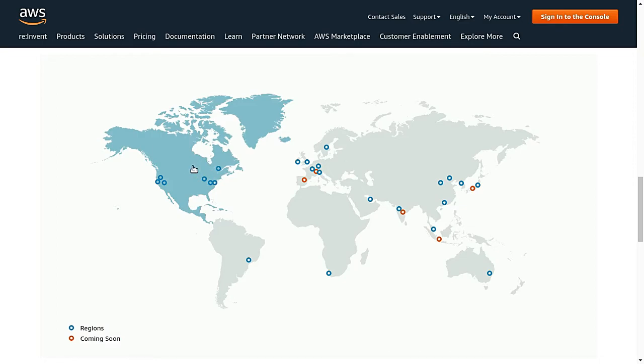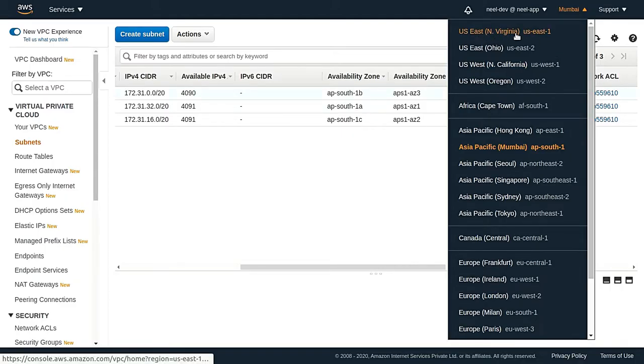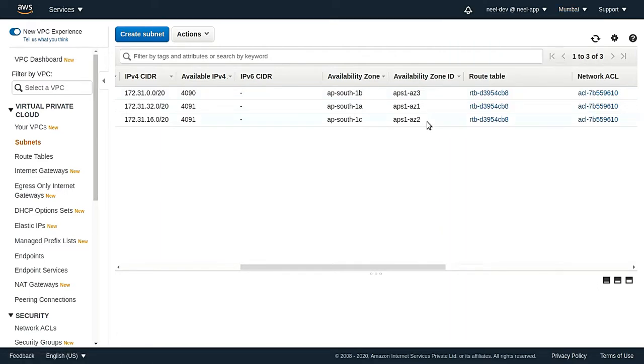Now we come to another topic, which is availability zones. Each region can have many availability zones. We refer to them as AZ, which is short for availability zone. Usually there are 3 AZs per region, but sometimes you see 2 and sometimes you see 6 of them. So here is an example.